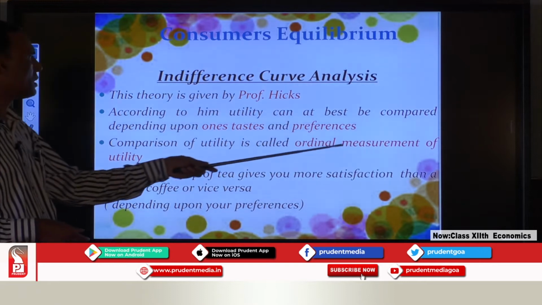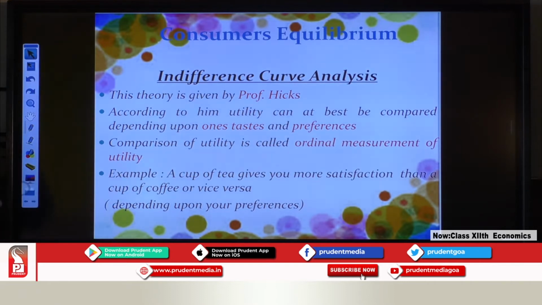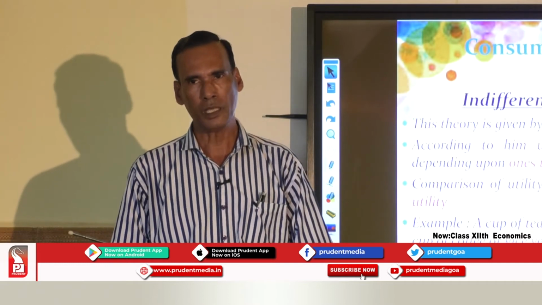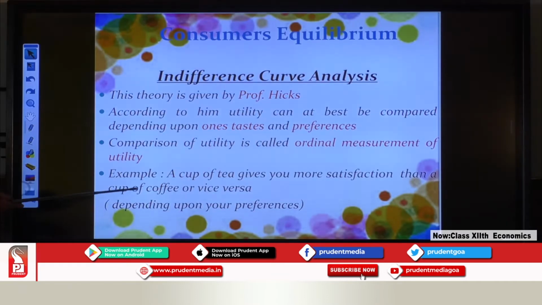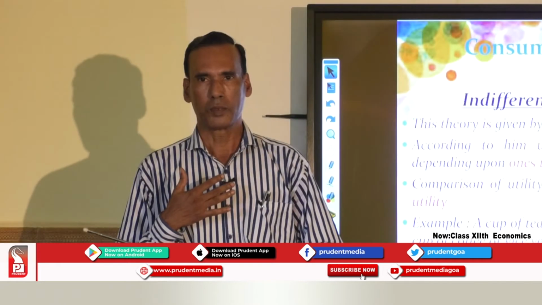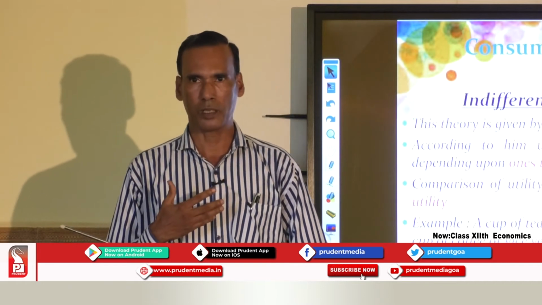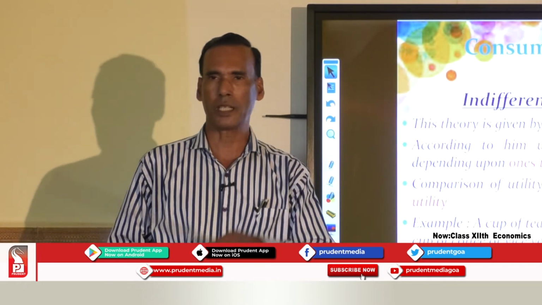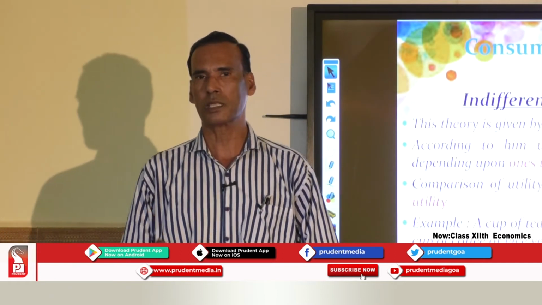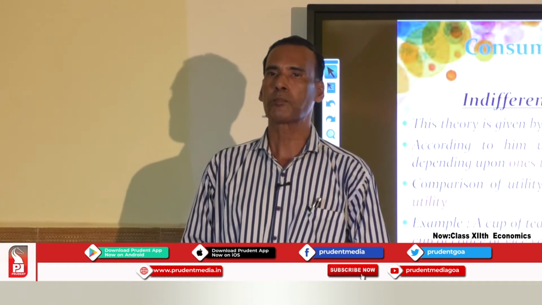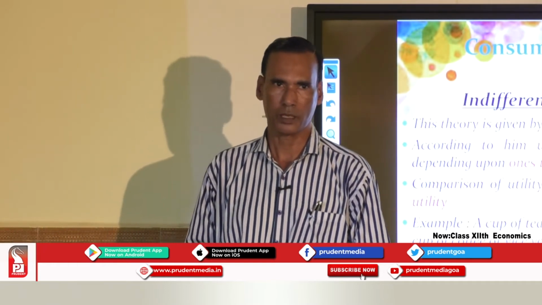Comparison of utility is called ordinal measurement of utility. When you do the comparison of utility, it is called the ordinal measurement of utility. For example, a cup of tea gives me more satisfaction than a cup of coffee. So that is my preference. Cup of tea gives me more satisfaction as compared to coffee. Now there will be other people who will prefer coffee to tea. So in short, it depends upon the preferences of a person.